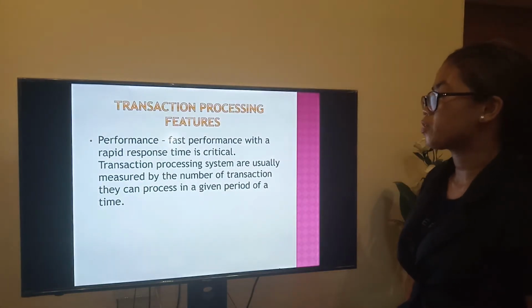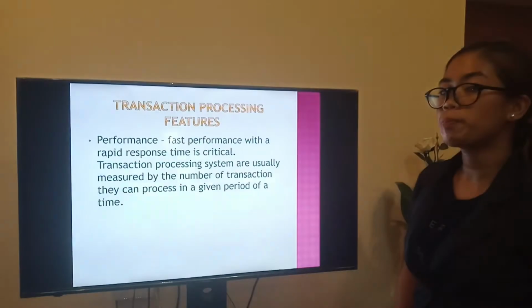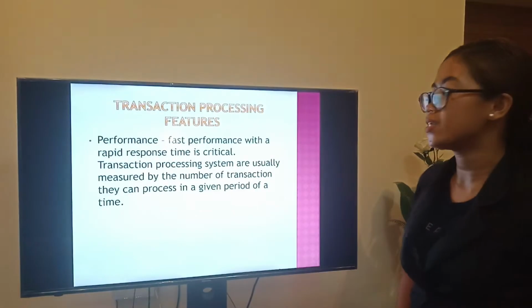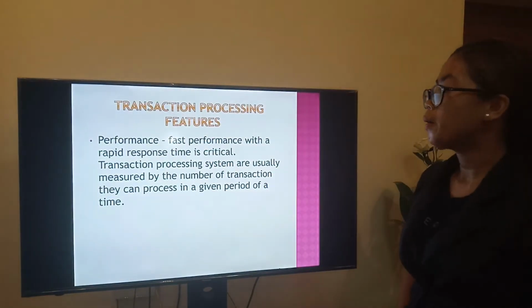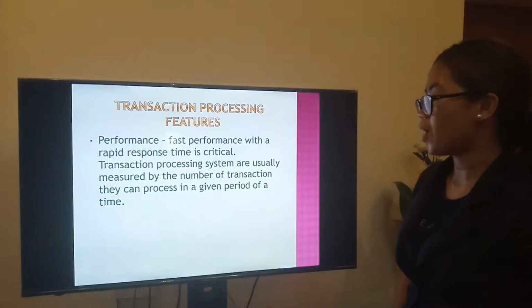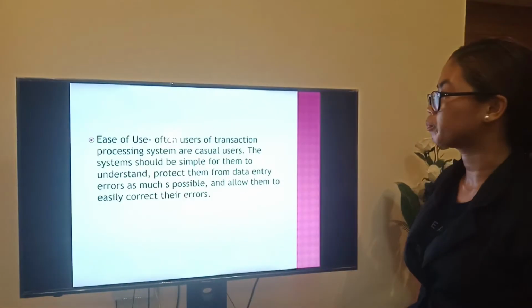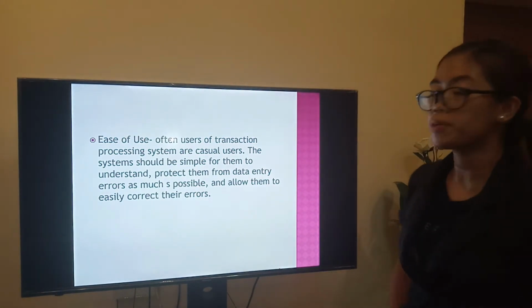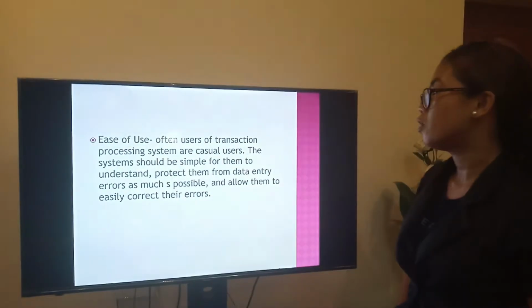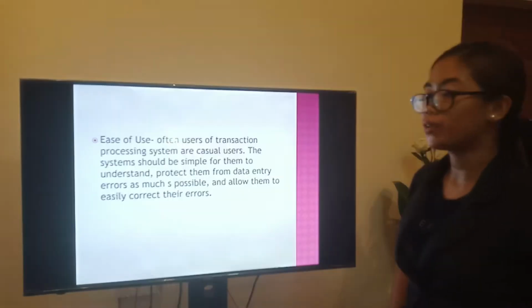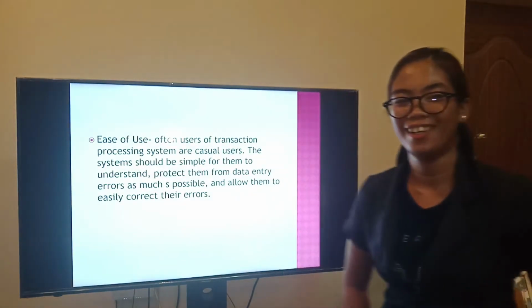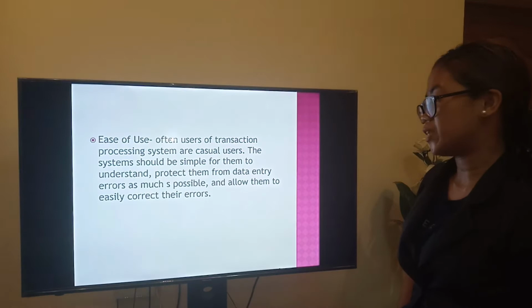Transaction processing features. First, performance. Fast performance with a rapid response time is critical. Transaction processing systems are usually measured by the number of transactions they can process in a given period of time. Second, ease of use. Often users of transaction processing systems are casual users. The system should be simple for them to understand, protect them from data entry errors as much as possible, and allow them to easily correct their errors.